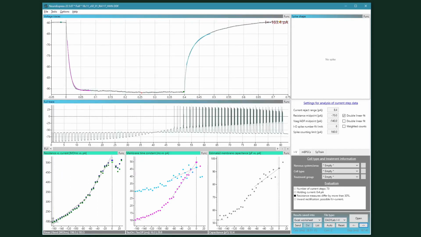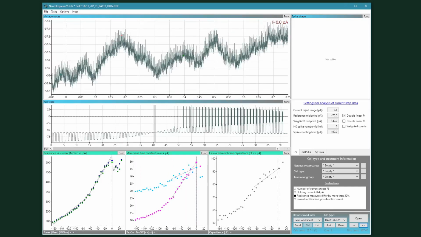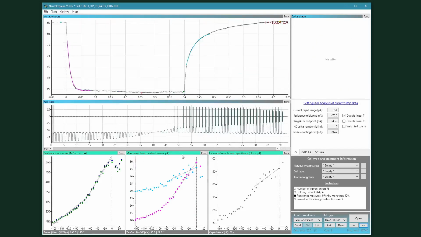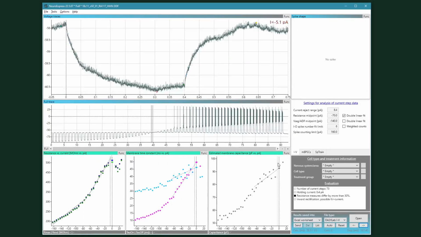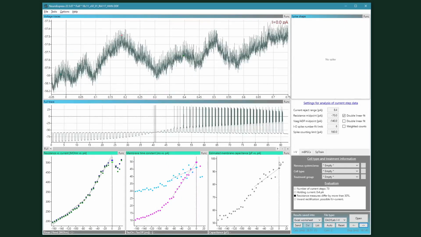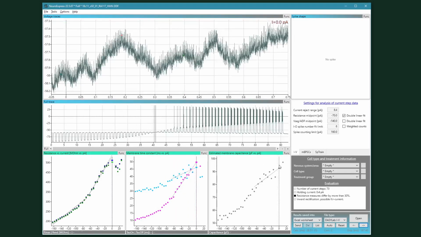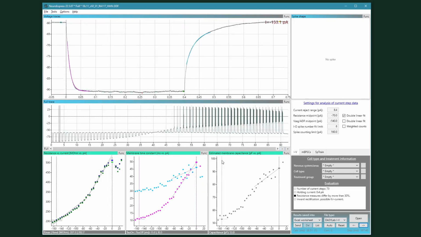Indeed, the membrane resistance seems to be only 200 megaohm at the most negative current step, but close to 0 it rises to 500 megaohm. So there is a very high degree of inward rectification, and this rectification will affect the membrane time constant and the estimated membrane capacitance. So we can definitely try to extrapolate these points and get a reasonably good estimation of this capacitance at I equals 0, so at resting membrane potential.